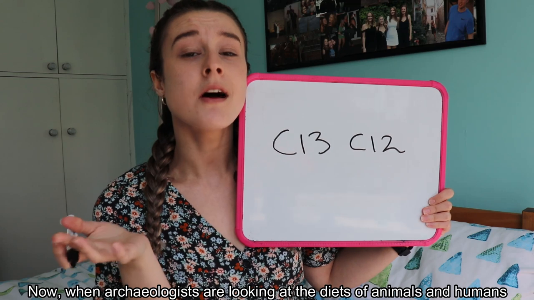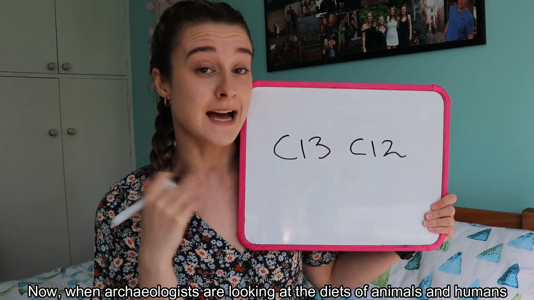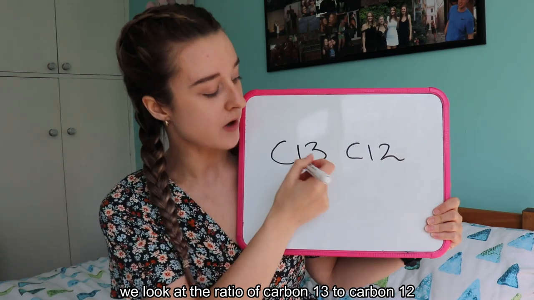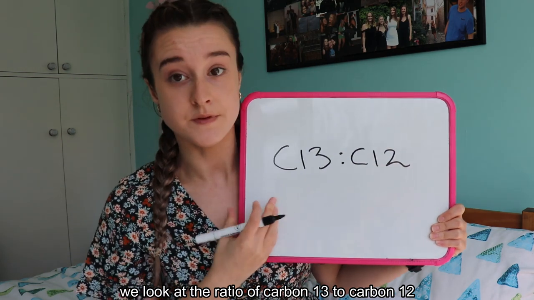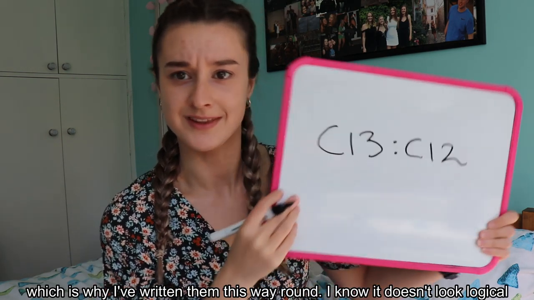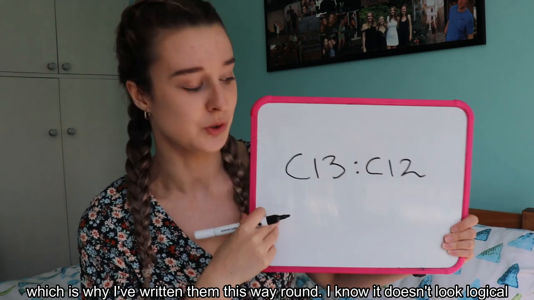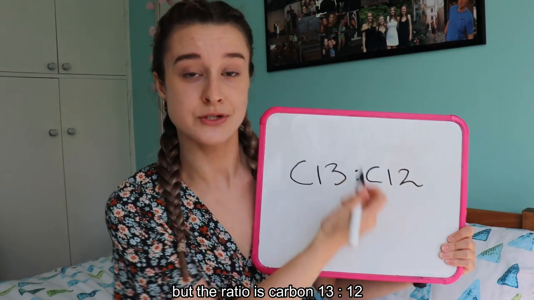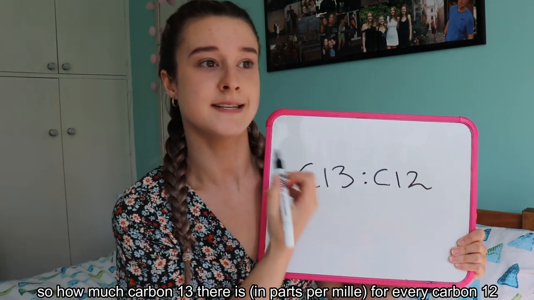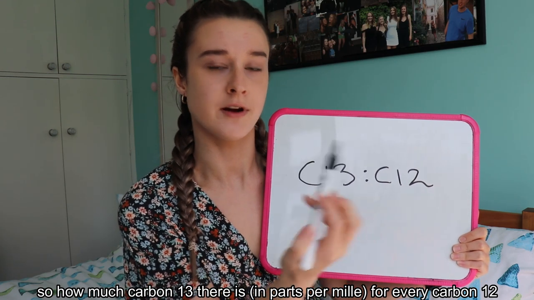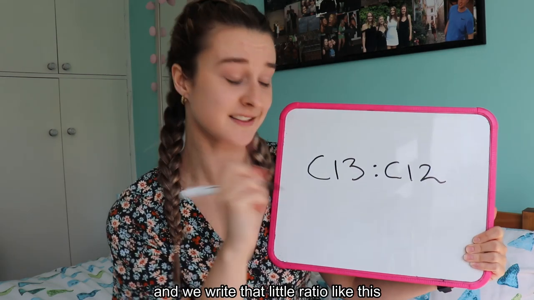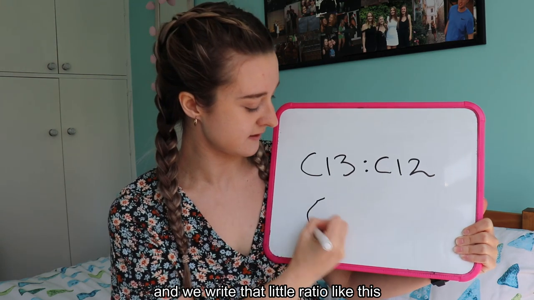Now, when archaeologists are looking at the diets of animals and humans, we look at the ratio of carbon-13 to carbon-12, which is why I've written them this way around. I know it doesn't look logical, but the ratio is carbon-13 to 12. So how much carbon-13 there is for every carbon-12. And we write that little ratio like this.